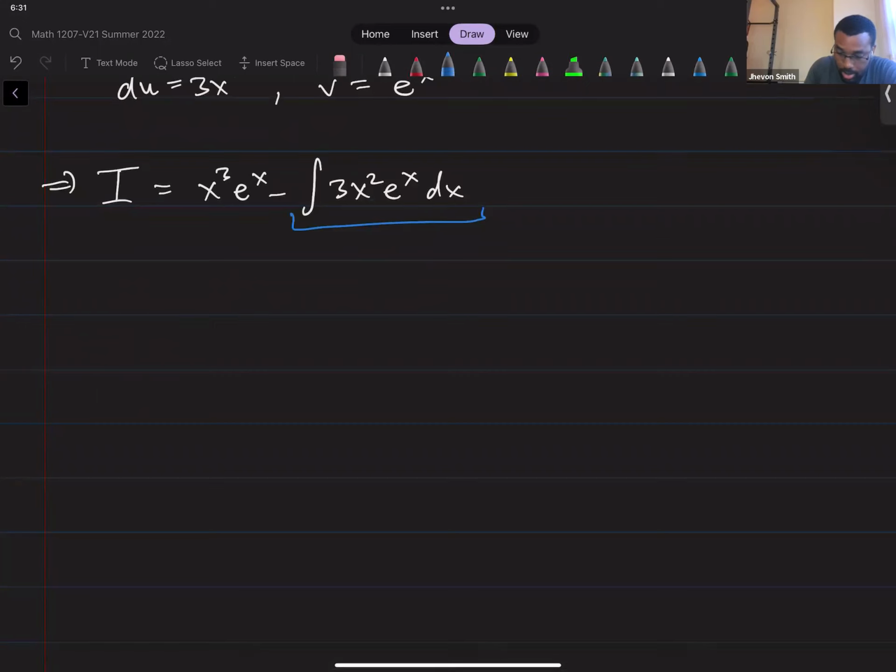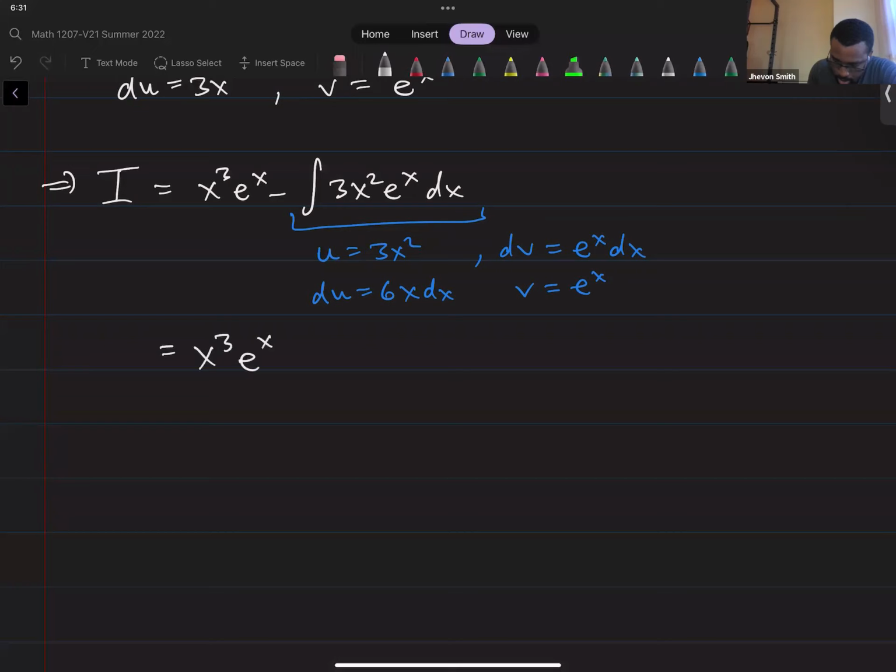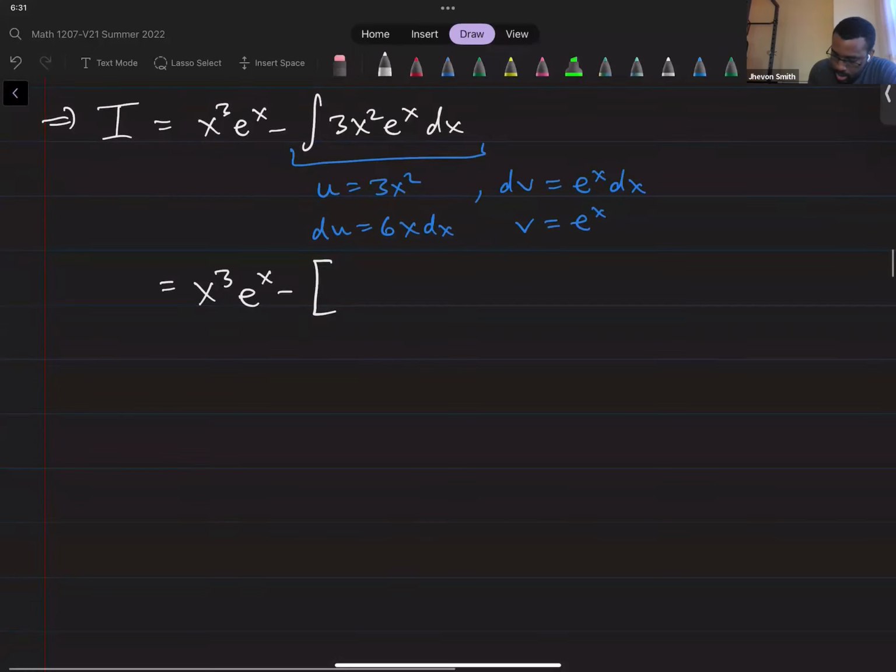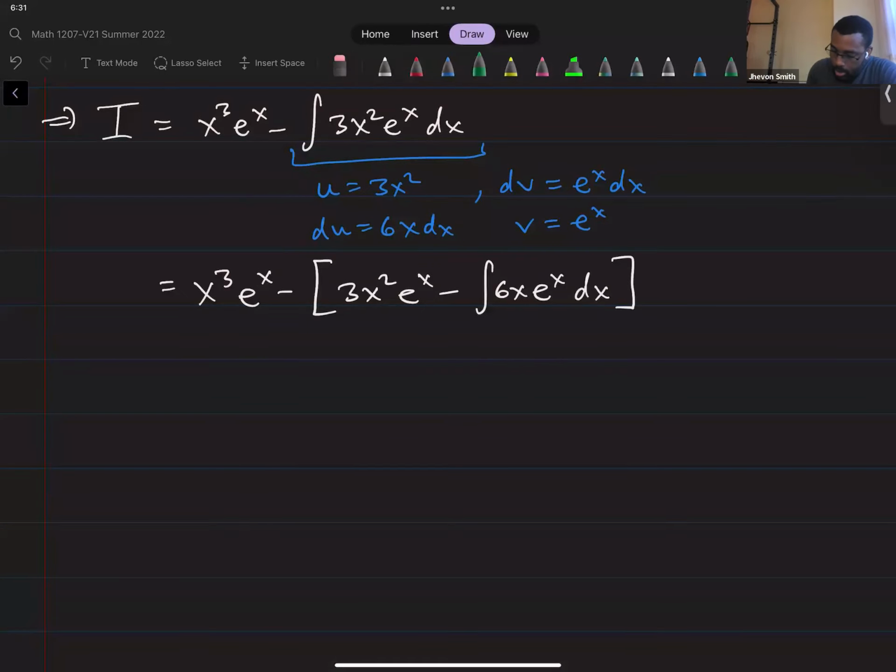So you're going to do another integration by parts. u equals 3x squared. Your du would be 6x dx. Your dv is going to be that e to the x dx. Your v is e to the x. So we're going to plug that in. So x cubed e to the x minus, in brackets, u times v minus the integral of v du. And we have a third integral coming in.